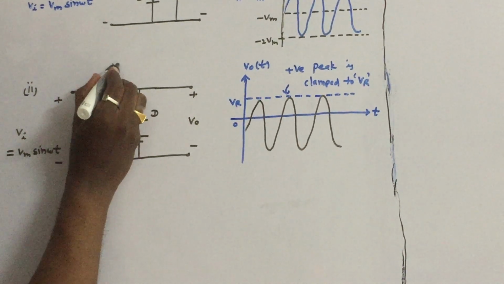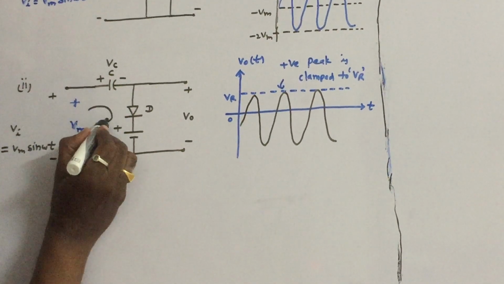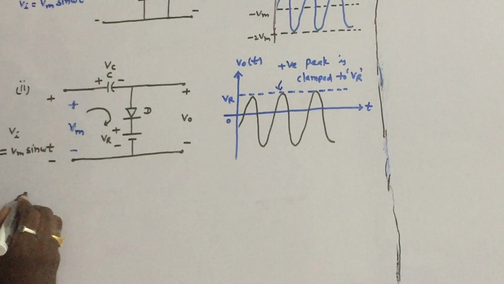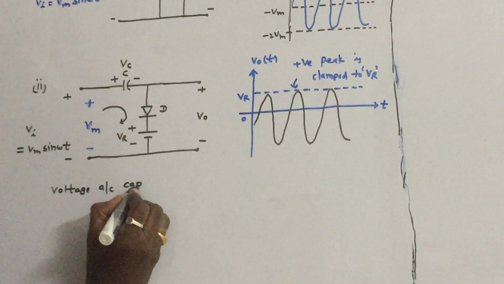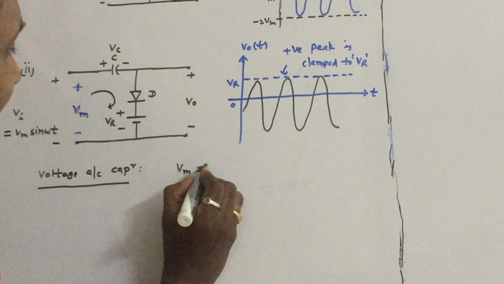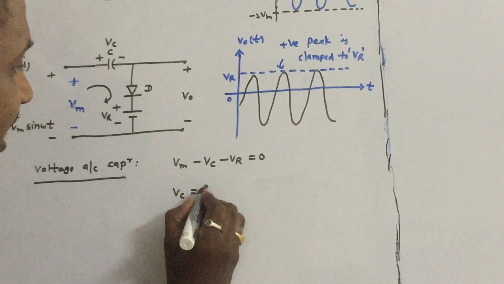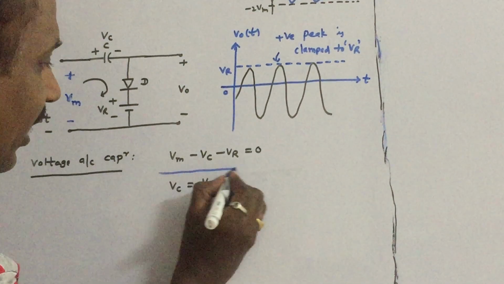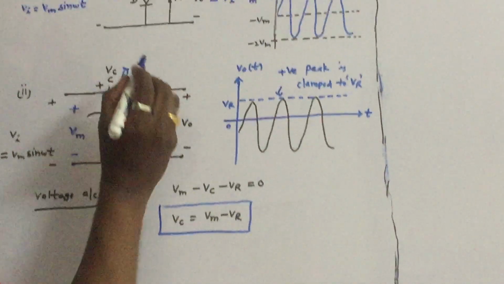The capacitor charges with this polarity. Let us assume that the voltage across the capacitor is DC. Simply apply KVL to this loop to find the voltage across the capacitor. The simple KVL is Vm minus Vc minus Vr is equal to 0. Therefore the voltage is Vm minus Vr. This is the very important expression. So this capacitor is charged to, earlier it had charged to Vm.